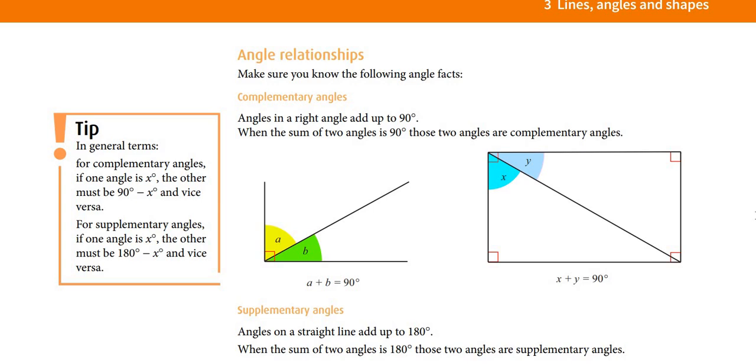Also in this case, you have X and Y. These symbols represent a right angle, 90 degrees. So you say X plus Y equals 90 degrees because they are complementary angles. X and Y are complementary angles.